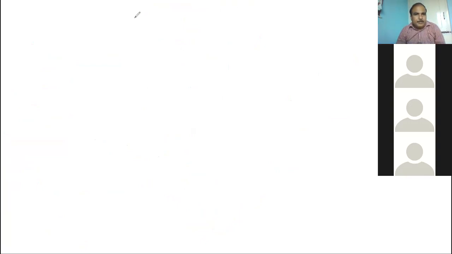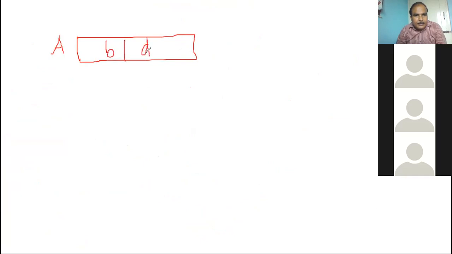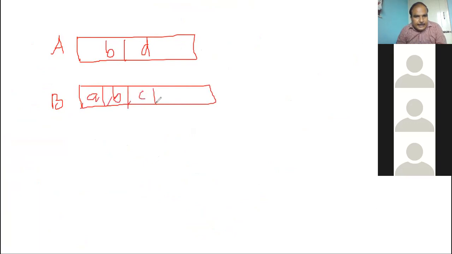So the next approach is dynamic programming. Listen carefully. In the dynamic approach, I'll take the same example. A is a string, and B is a string which consists of the characters E, B, C and D. As you know, every string ends with a \0.